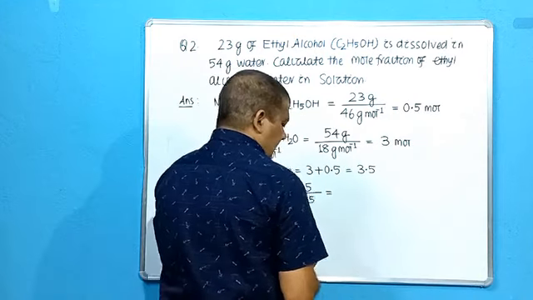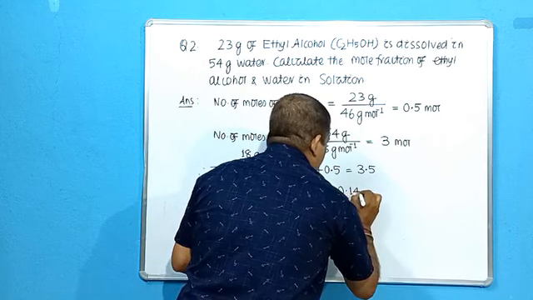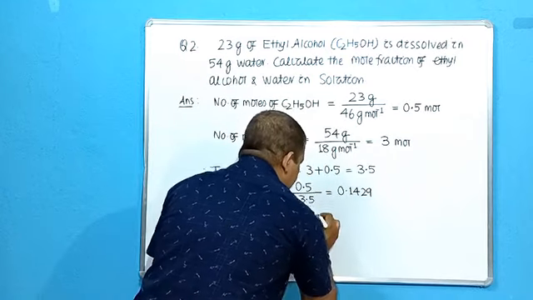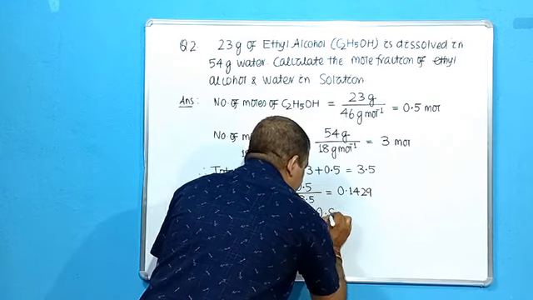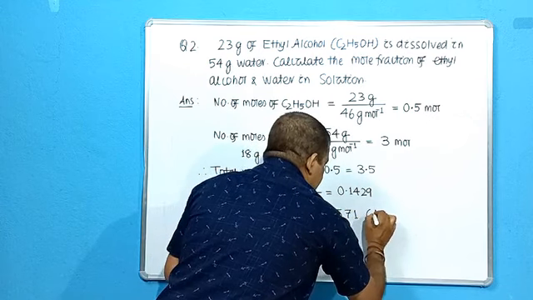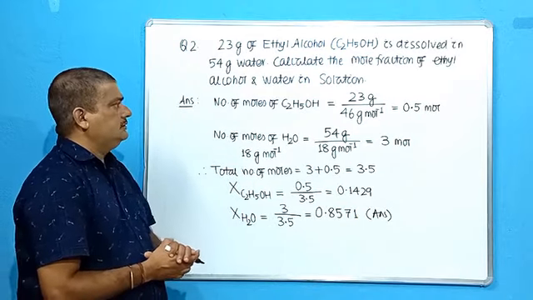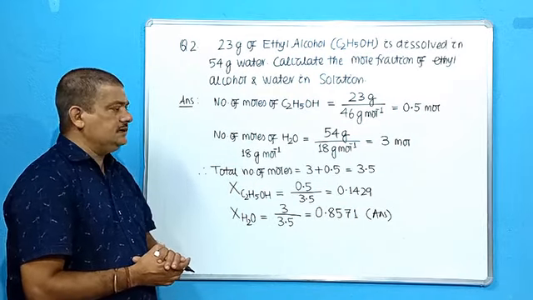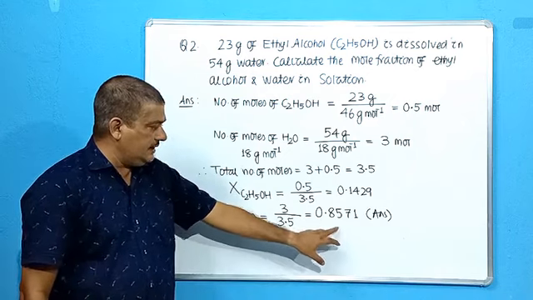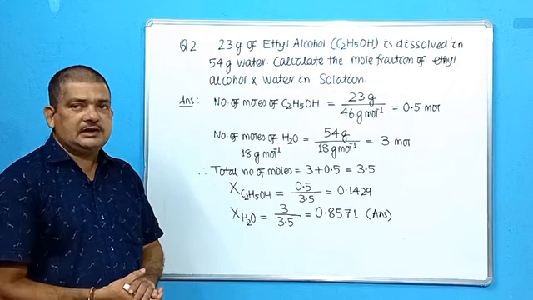So it will be 0.1429, and 0.8571. So this is the answer. Okay. So this is how you have to find out the mole fraction of different components, and this is the formula. You can cross check it. If you add these two, it will be 1. That means your answer is correct.